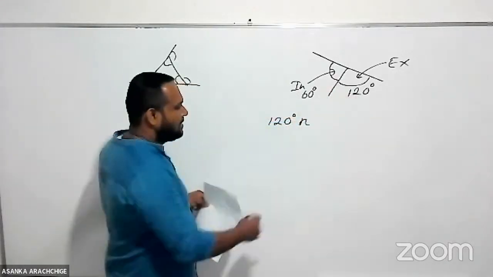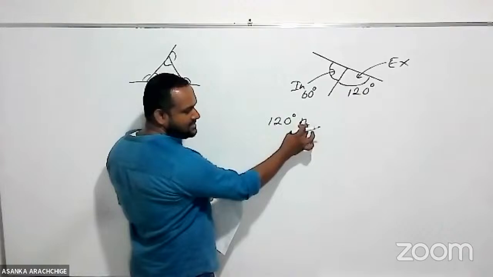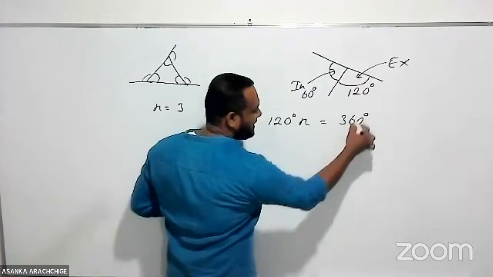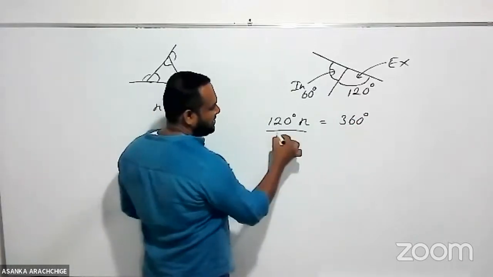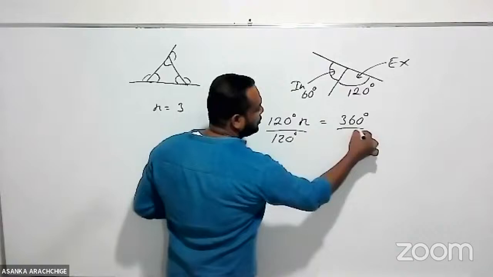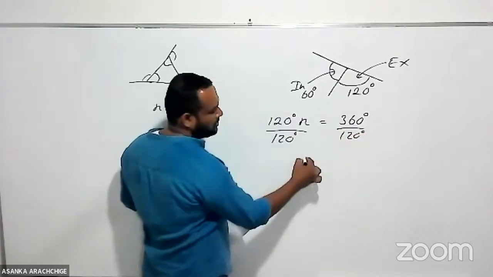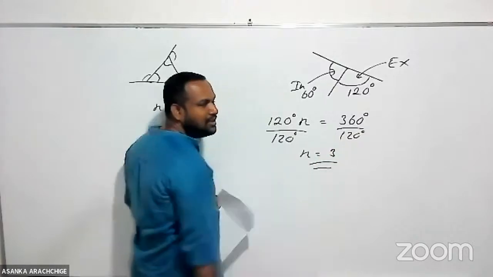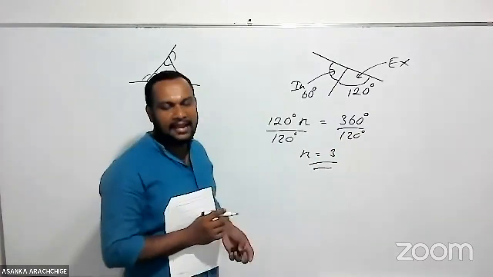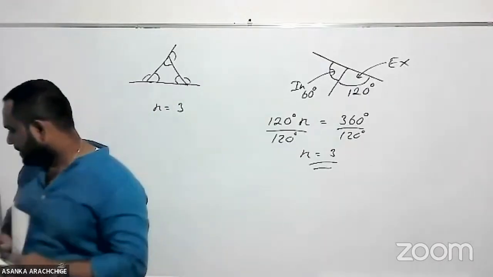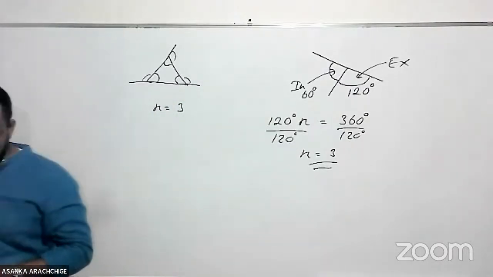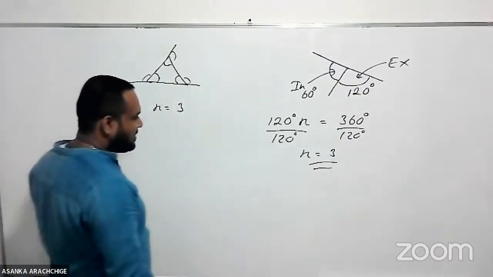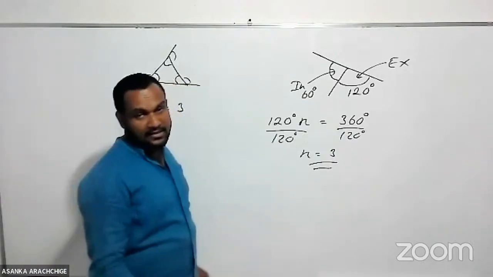Okay, if it has n sides, it has n exterior angles, but the sum must be 360. Then divide both sides by 120. So, what is the answer? n equals 3. So, what is this polygon? Equilateral triangle. This polygon is an equilateral triangle. Number of sides, 3 sides.